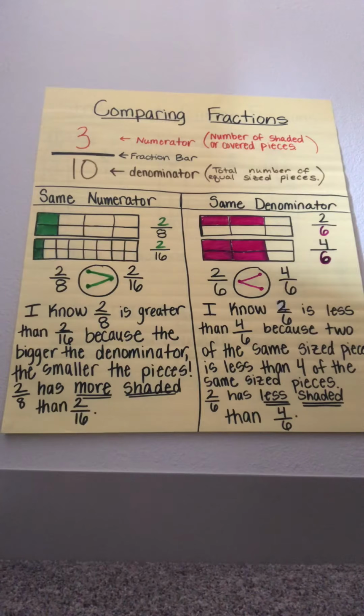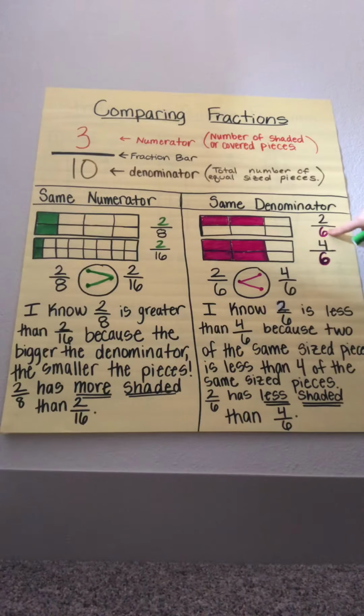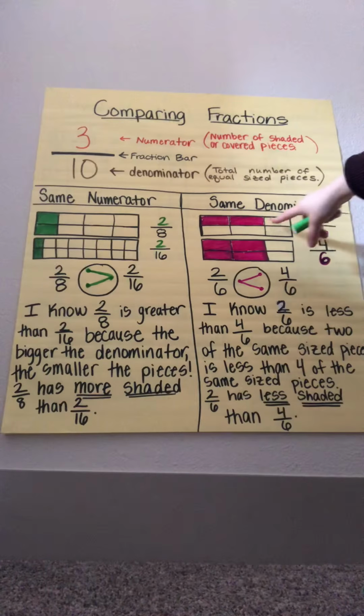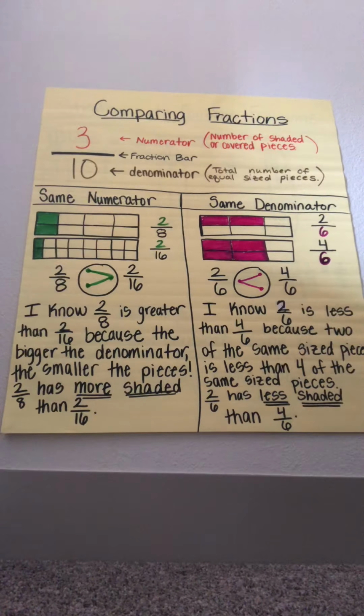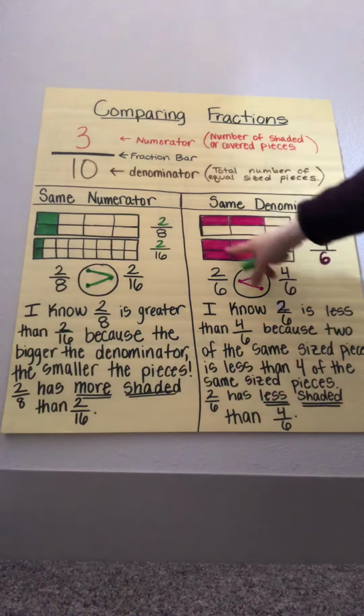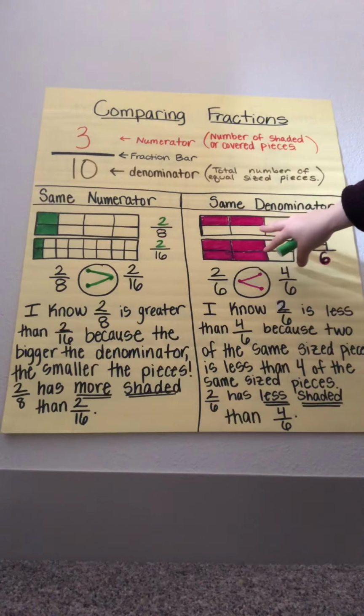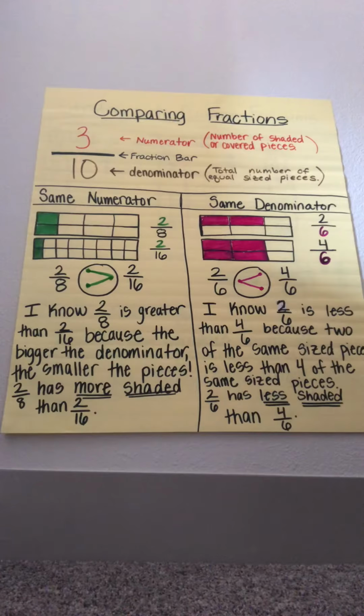All right, let's move on to same denominator. Denominator, think down, right? This is going to be the same bottom number. Both of these have 6 equal sized pieces. Now, when I shaded 2/6, it looked like this. When I shaded 4/6, it looked like this. So when I go to compare, I know, just looking at this picture, 2/6 definitely has less than 4/6.